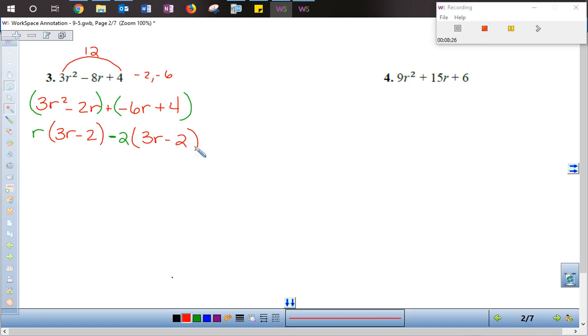Now at this point, let's check our binomials. 3r minus 2 and 3r minus 2 are the same, so that can come out first.